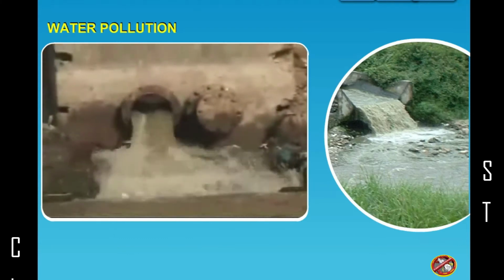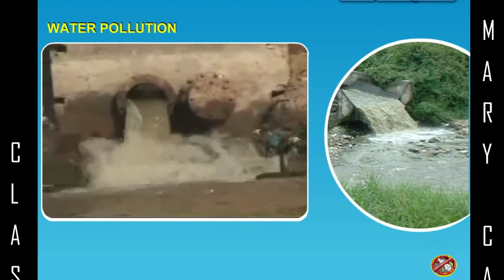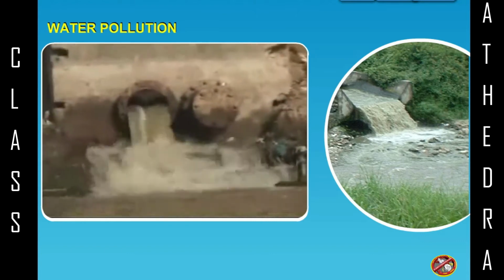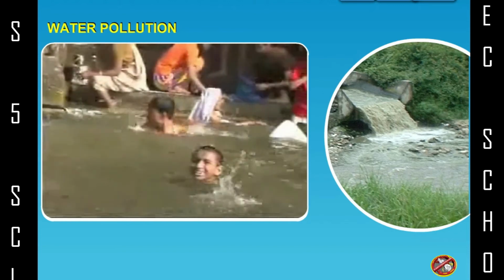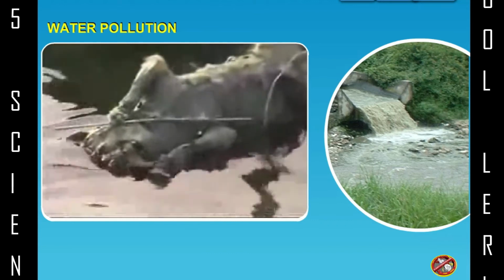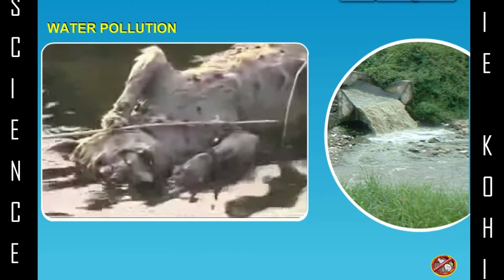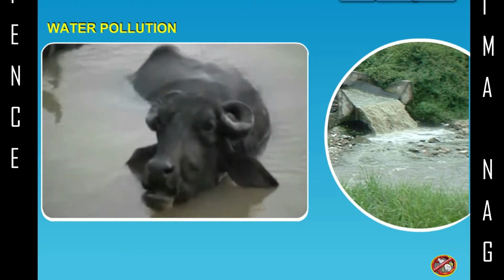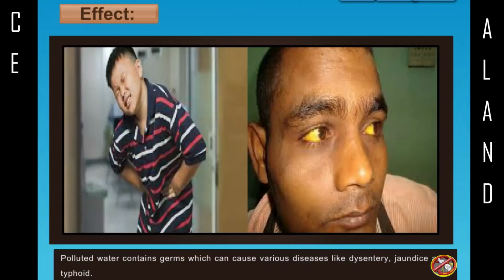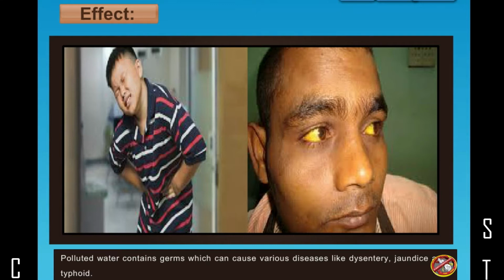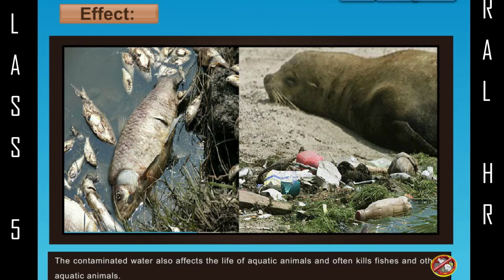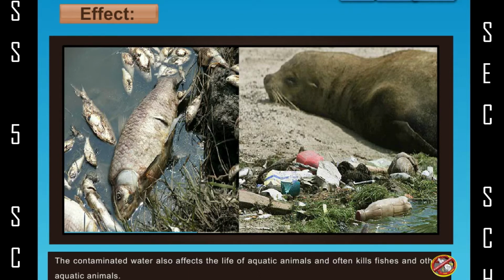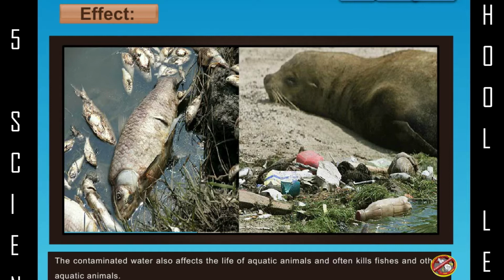Water pollution. When water bodies get contaminated with various pollutants is called water pollution. Water is polluted due to human activities, industrial and farm effluents, and sewage from homes and hospitals released into water bodies. Seawater is polluted by oil spills. Effect. Polluted water contains germs which can cause various diseases like dysentery, jaundice, and typhoid. The contaminated water also affects the life of aquatic animals and often kills fishes and other aquatic animals.